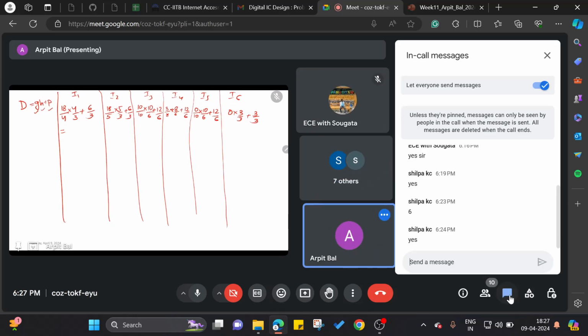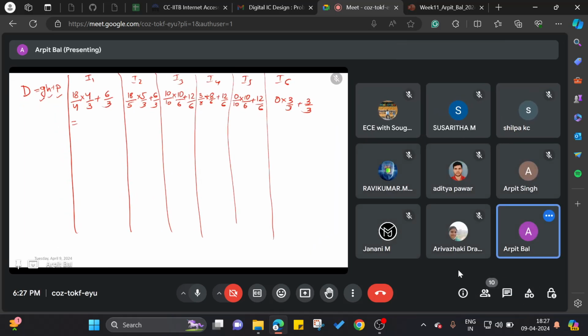Okay. So this is basically 4 cancel. This is 6. 6 plus 2 is 8. Similarly 5 cancel. This is 6 by 3, that is 2 plus, yeah, this is 6 plus 6 by 3, that is again 8. This is equal to 10 cancel. This is 12, so 10 12 22 by 6.